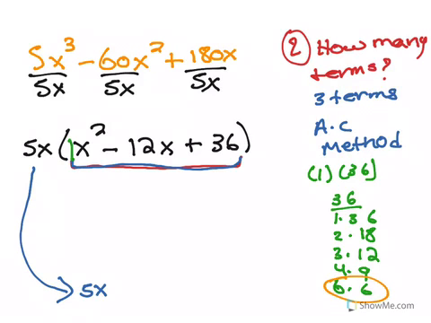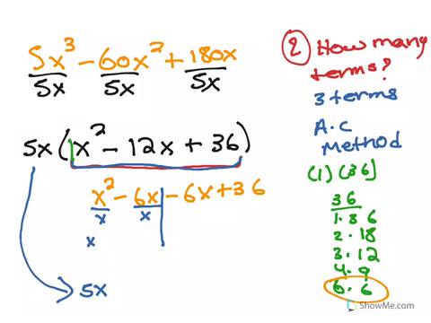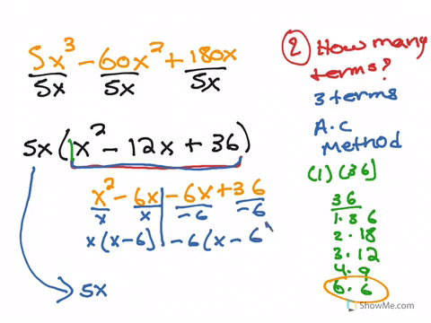So I'm going to rewrite my trinomial as a polynomial of 4 terms. So now I have x squared minus 6x minus 6x plus 36. Now I'm going to use the grouping method because I have 4 terms to factor. In this side I have in common 1x. Pull that 1x out, I'm left with x minus 6. In this side I have a negative 6 in common. Pull that out, I'm left with x minus 6.